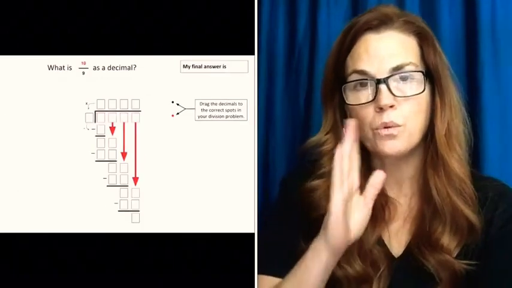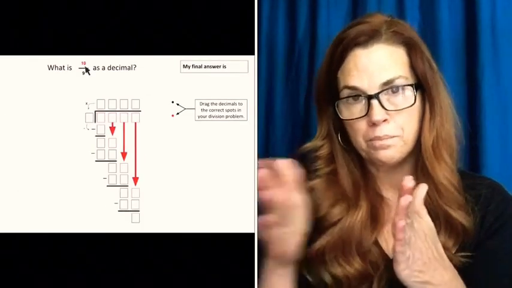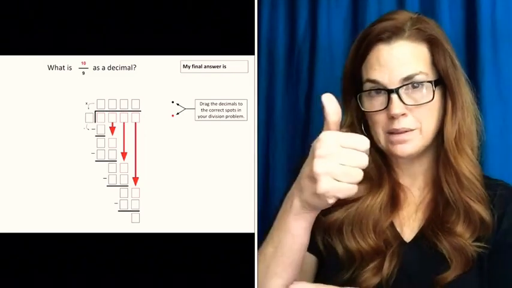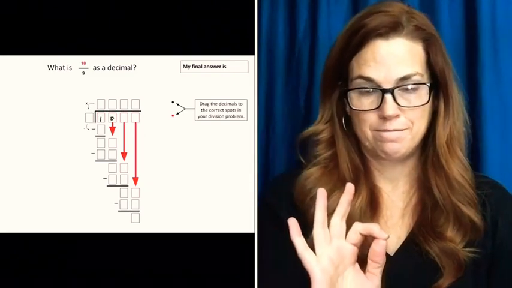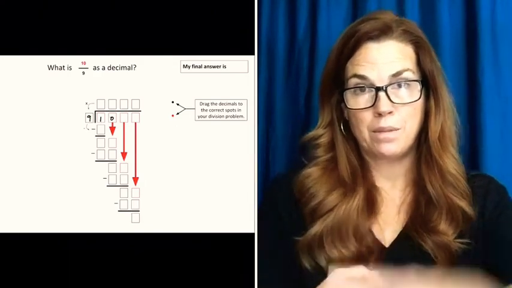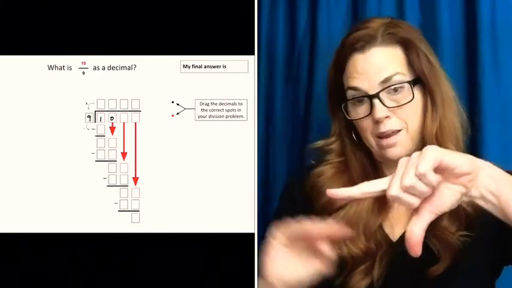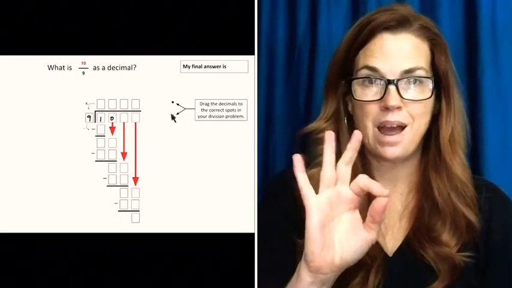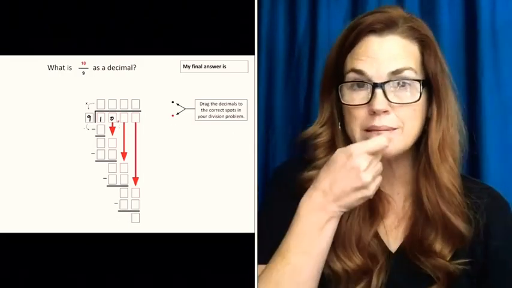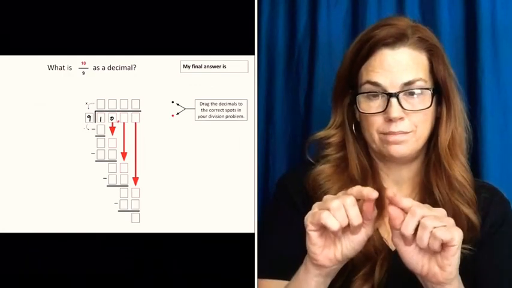Okay, so let's look at the last one. The last one, I have 10 divided by 9. So remember, 10 goes inside the division house or the tent, and the 9 is going to go outside. Next thing I want to do is drag my decimals over. So I'm going to put a decimal after the 10 and then bring a decimal straight up.